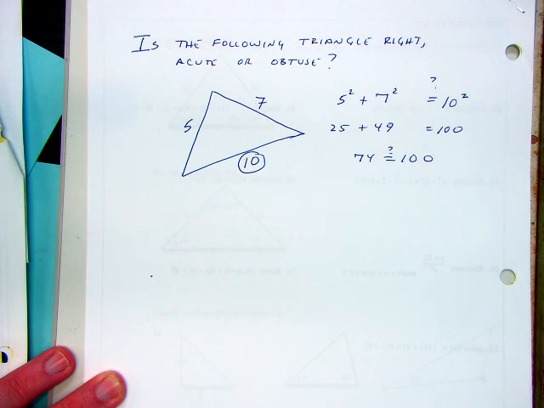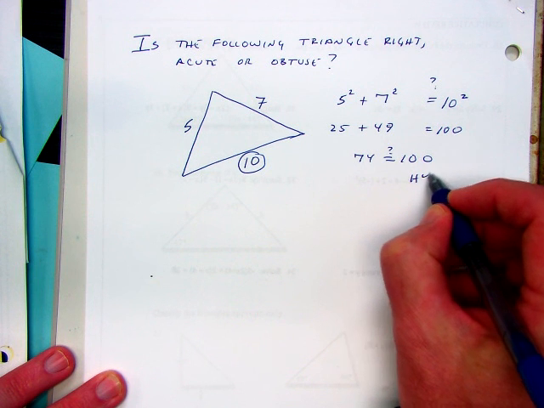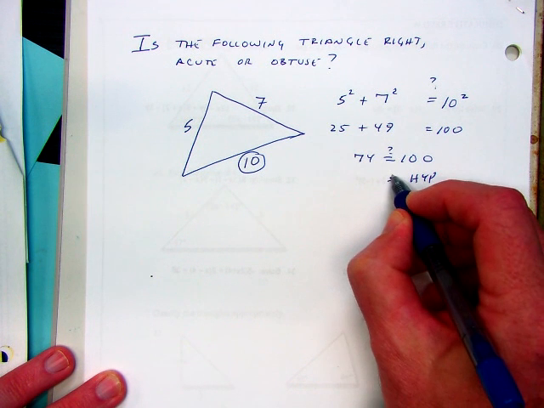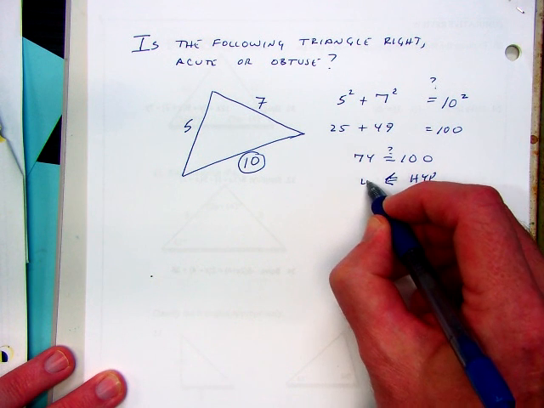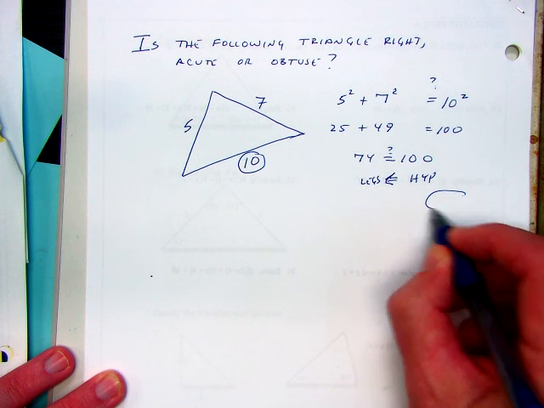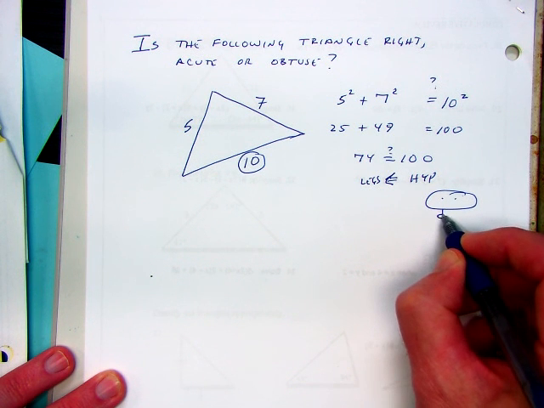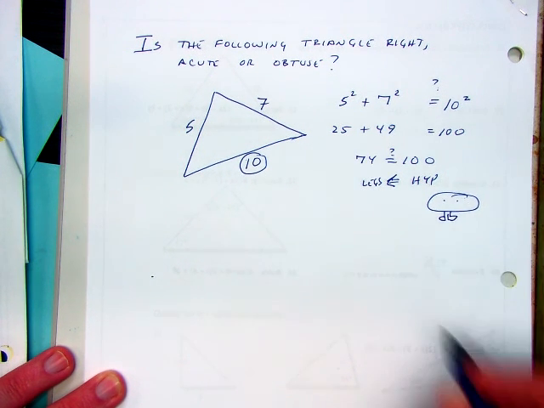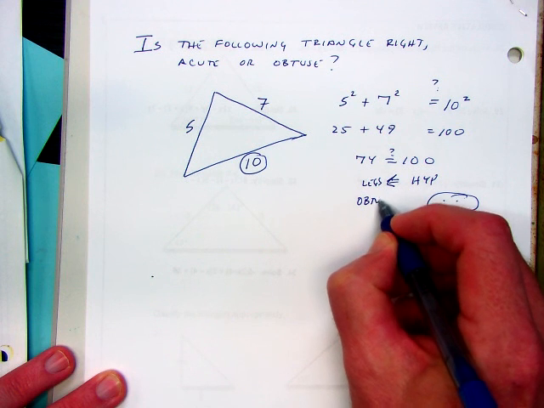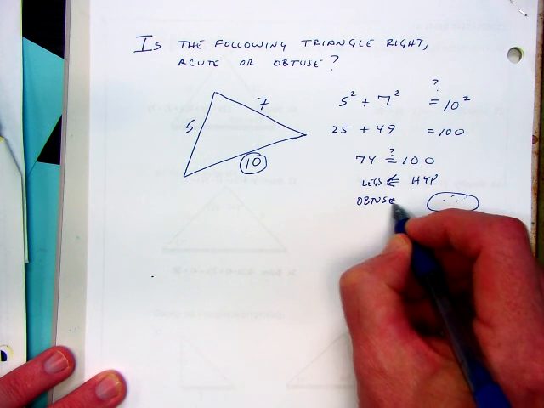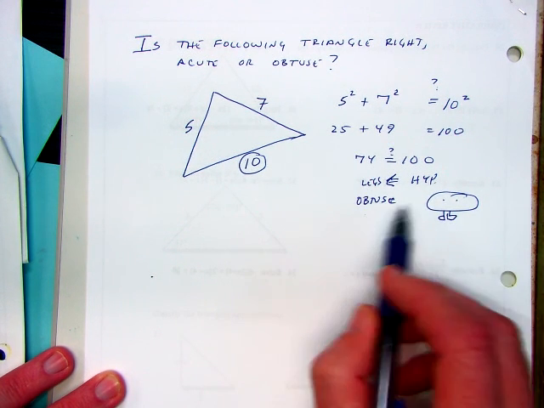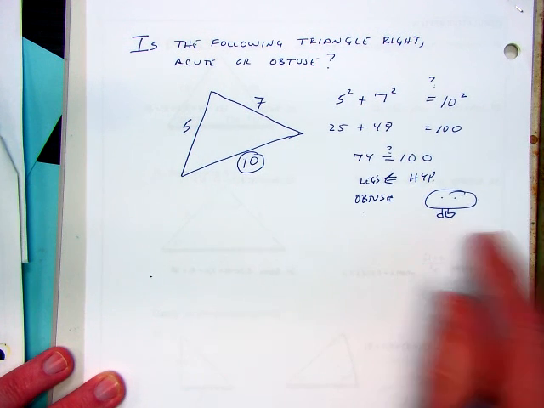But if you remember, when our hypotenuse is bigger than our legs, remember, I drew a little guy like this. His legs aren't long enough, so he's therefore obtuse. If the legs had been longer than the hypotenuse, then it would have been acute. But in this case, he is obtuse.